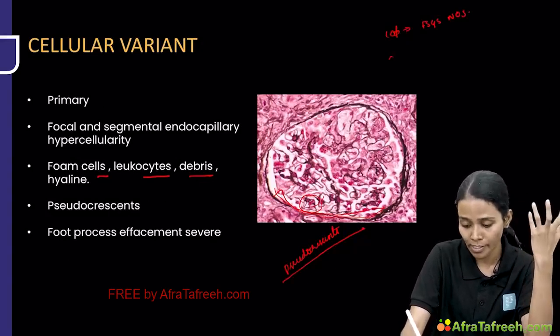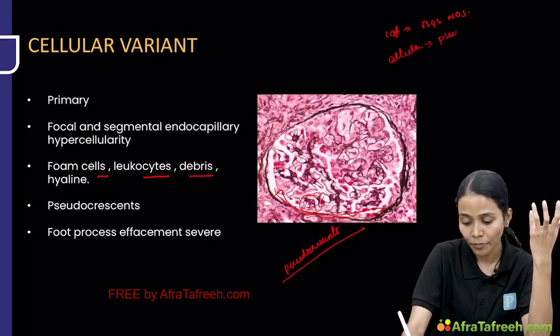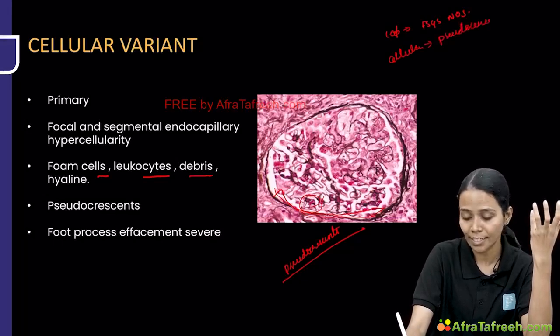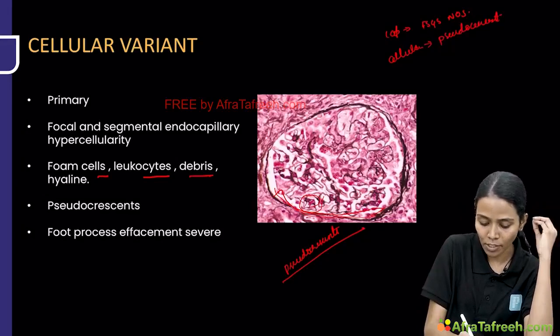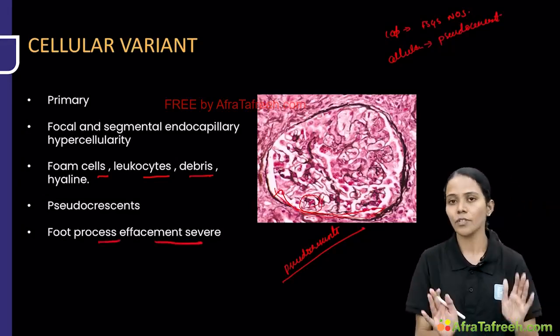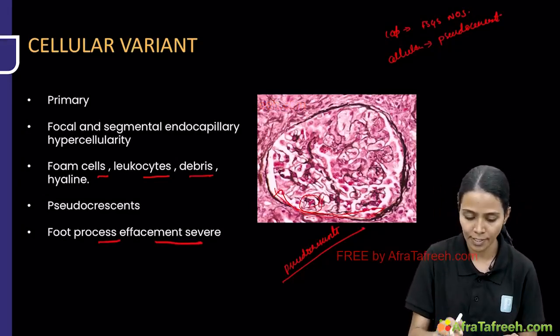So there are so many cells. You remember there is going to be proliferation. It's going to form a pseudocrescent. Okay. And foot process effacement is generally severe. So this is seen in primary FSGS.